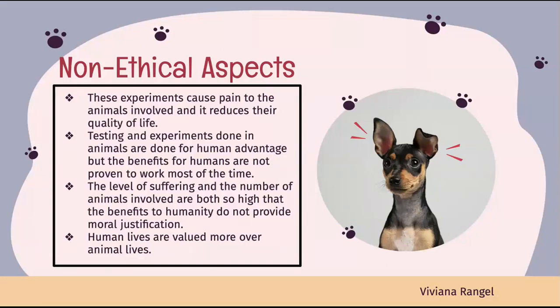These experiments cause pain to the animals involved, and it reduces their quality of life. Testing and experiments done on animals are done for human advantage only, but the benefits for humans are not proven to work most of the time. The level of suffering and the number of animals involved are both so high that the benefits to humanity do not provide moral justification. Human lives are valued more over animal lives.